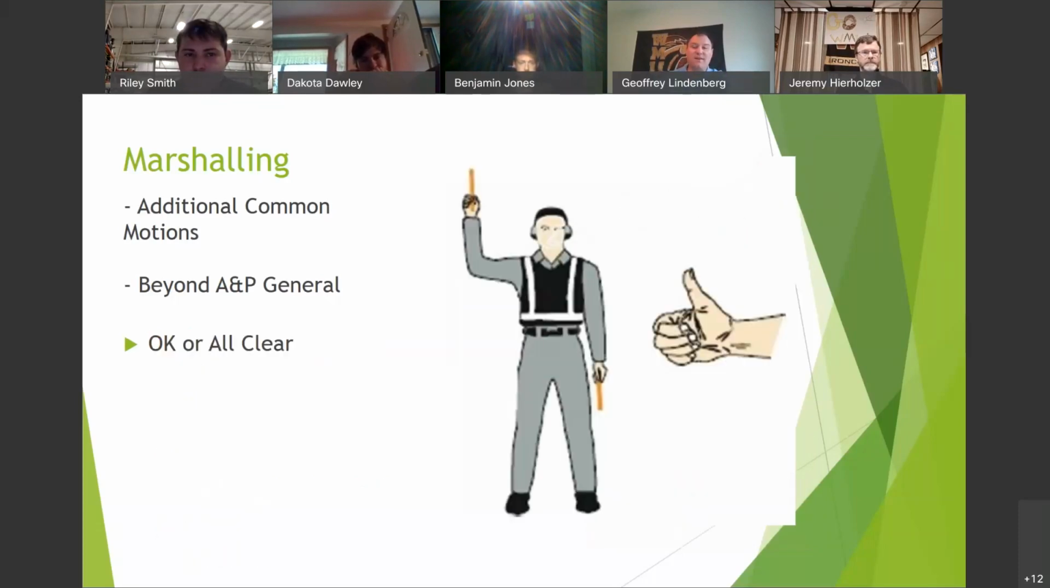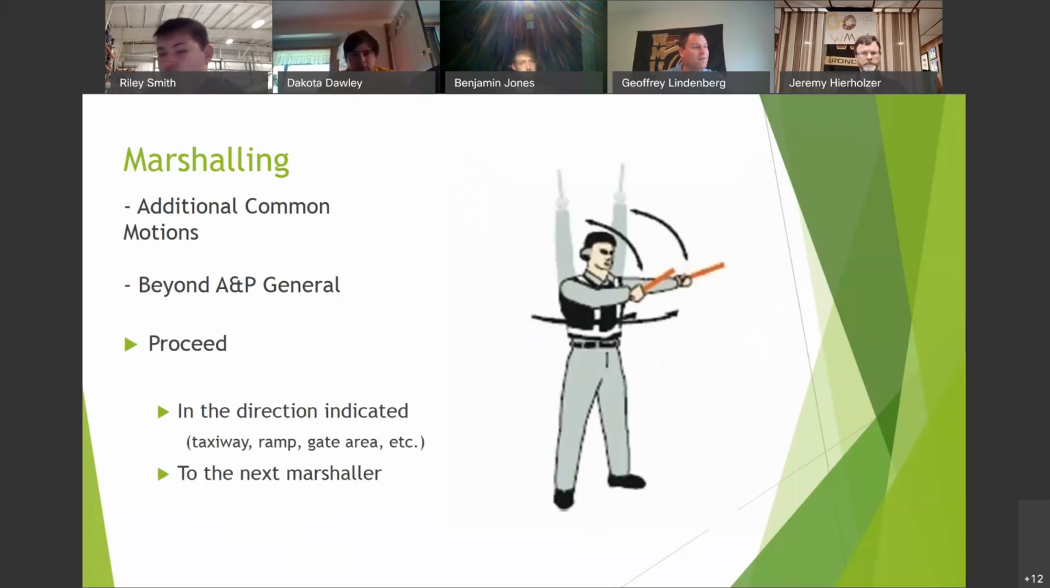Some other ones: everything's okay. After a plane's been taxiing out, or if a crew gives a command, you'll see them either hold a wand straight up or give the thumbs up signal. It means things are good to go. Okay, you're all clear.